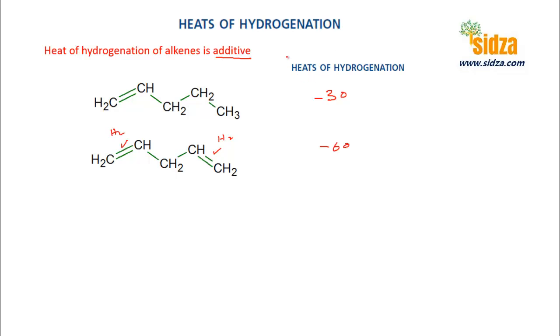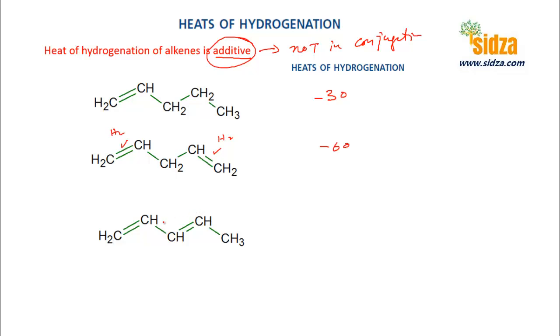But the condition is that it is additive only when the two alkenes are not in conjugation. You should not have a conjugated system. But what if you have conjugation? You have two double bonds, but they undergo resonance because this is a conjugated system, like here we have a pi bond, a single bond, and a pi bond. These two double bonds are in resonance, and we know resonance always provides stability.